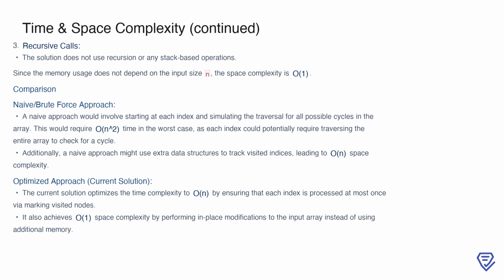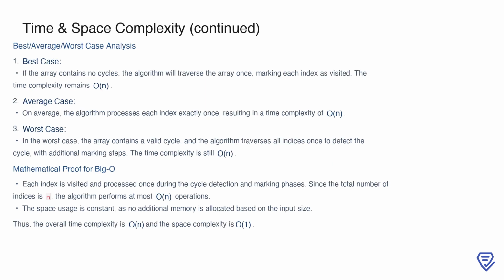To put this into perspective, consider the naive approach to solving this problem. A brute force strategy would involve starting at each index, simulating the traversal, and checking for cycles. This could require traversing the entire array for each starting index, resulting in O(n squared) time complexity. Moreover, such an approach might use additional data structures, like a set or a Boolean array, to track visited indices, consuming O(n) space. In contrast, the optimized solution processes each index only once and uses in-place marking, achieving O(n) time and O(1) space complexity. Now, let's analyze the algorithm across best, average, and worst cases.